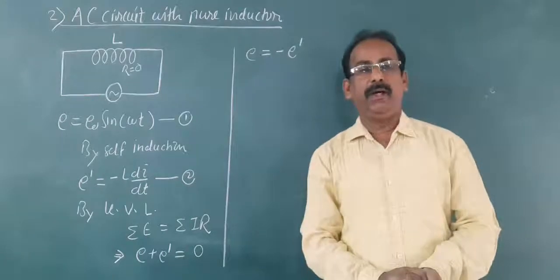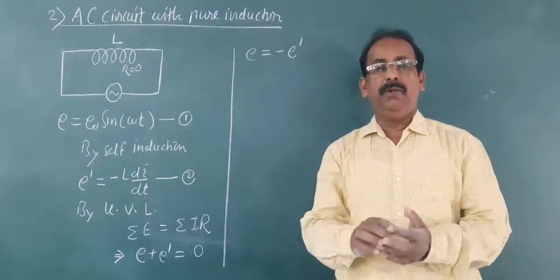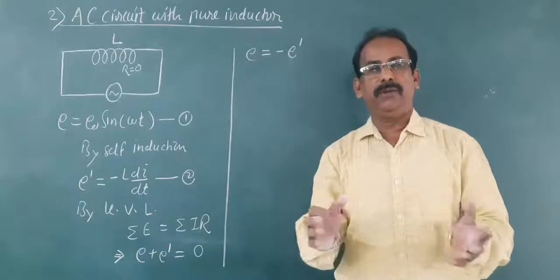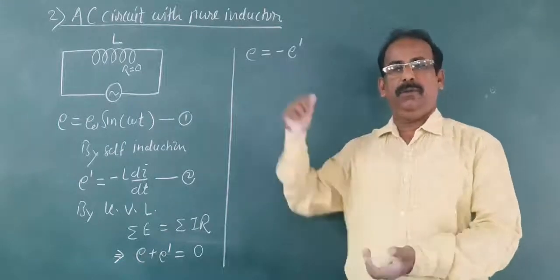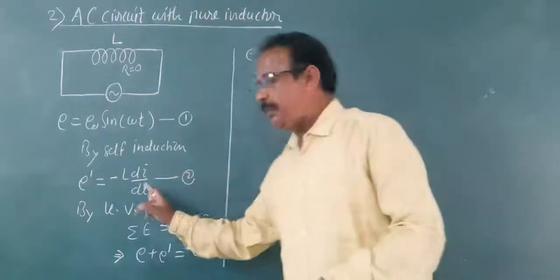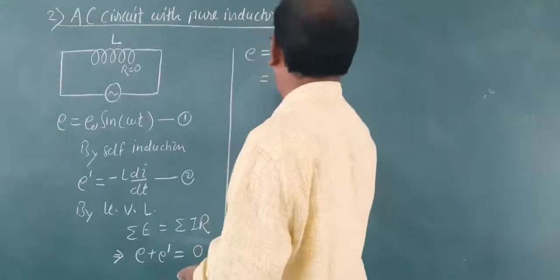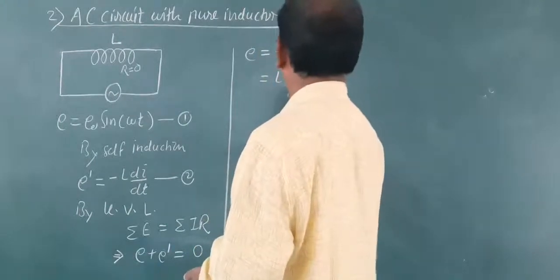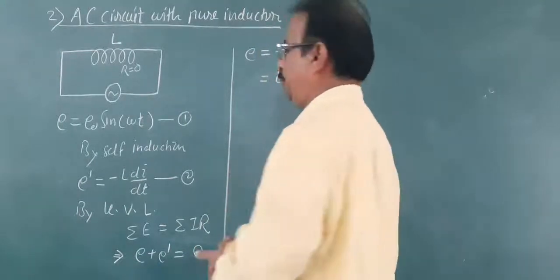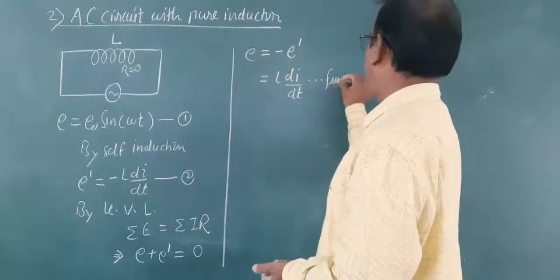Applied EMF, it comes minus of E dash. Applied EMF and induced EMF are equal in magnitude and opposite in direction. E is equal to minus E dash. From equation 2, we can write E = L times dI by dt.